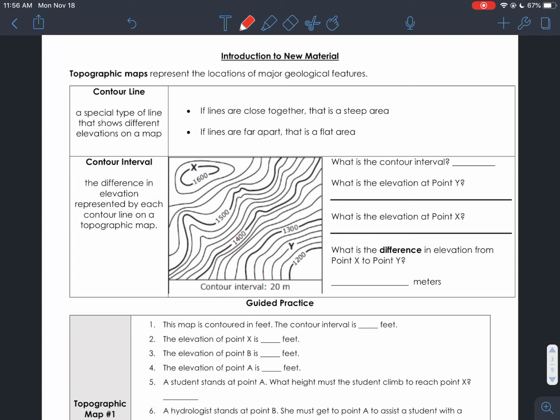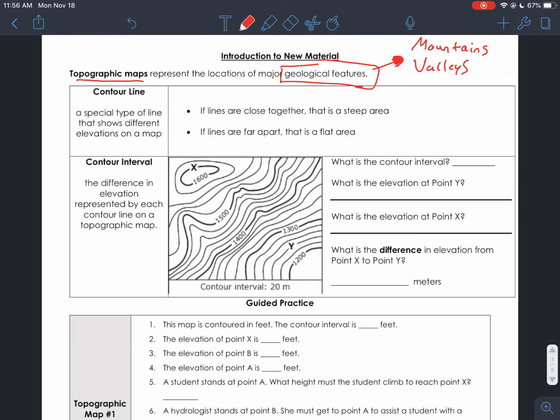Topographic maps represent the locations of major geological features. I want you to box in geological features, draw yourself an arrow. We're going to list 2 or 3 geological features. These are just the things we've been talking about and finding on the maps recently, like mountains, right? Mountains. And I also want you to write on this one, we're going to write valleys.